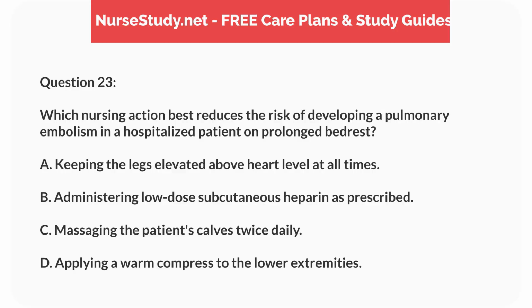Question 23. Which nursing action best reduces the risk of developing a pulmonary embolism in a hospitalized patient on prolonged bed rest? A. Keeping the legs elevated above heart level at all times. B. Administering low-dose subcutaneous heparin as prescribed. C. Massaging the patient's calves twice daily. D. Applying a warm compress to the lower extremities.